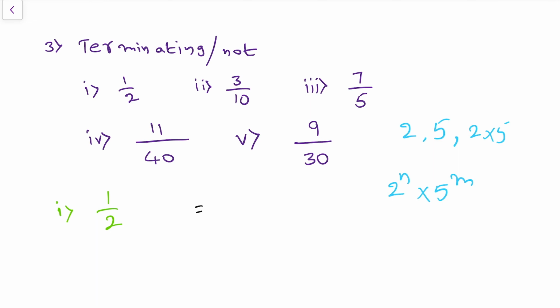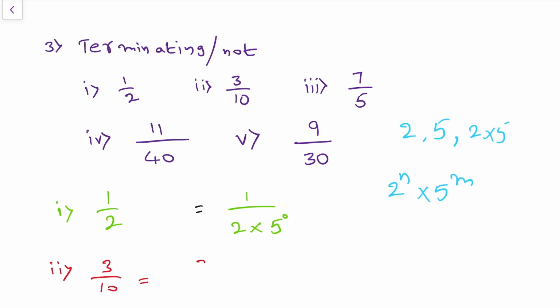For that, we write 1 by 2 as it is, into 5 power 0, because 5 power 0 is 1. If you multiply by 1, no change will be there. Obviously the denominator will be 2 only. That's the reason the denominator is in the form of 2 power n into 5 power m. Next, question number 2, he gave it as 3 by 10.